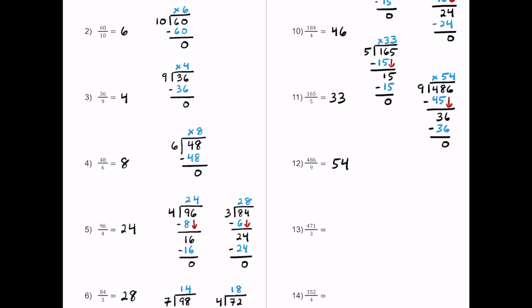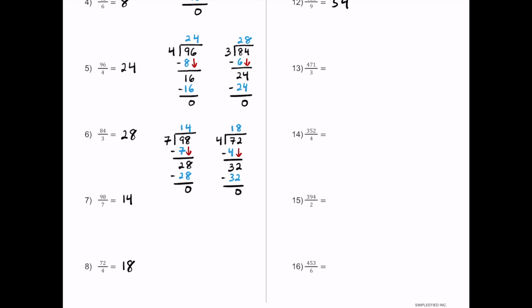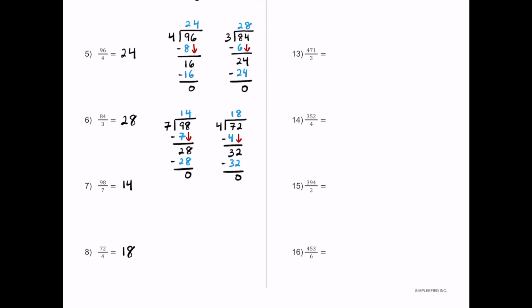All right, let's try 13, 14, 15, and 16, these next few problems here. So let's see what we got. For number 13, we have 471, and we're going to go ahead and divide that into 3 equal parts. 3 fits into 4 one time. 1 times 3 is 3. We're going to see the remainder here is going to be 1. We were off by 1. Let's bring down this 7 and repeat this process.